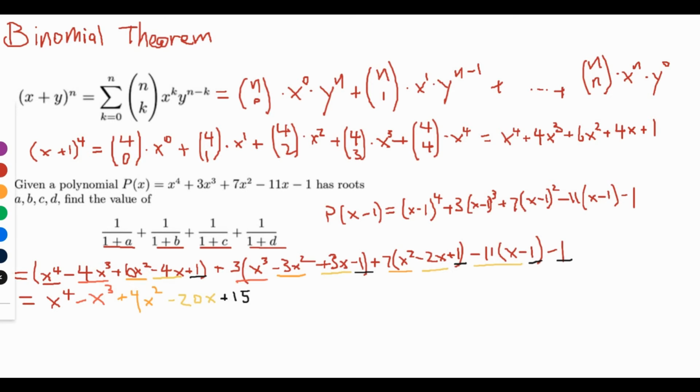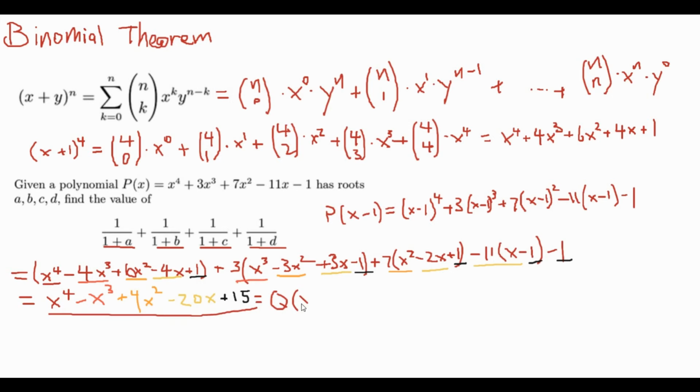Now this is our polynomial. x to the power 4 minus x cubed plus 4x squared minus 20x plus 15. But we're not done yet. This polynomial just has the roots 1 plus a, 1 plus b, 1 plus c, and 1 plus d. But we want a polynomial that has the roots 1 over 1 plus a, 1 over 1 plus b, 1 over 1 plus c, and 1 over 1 plus d.